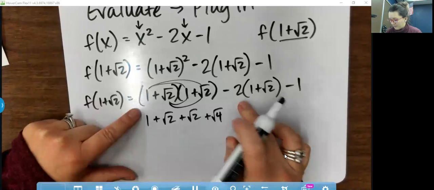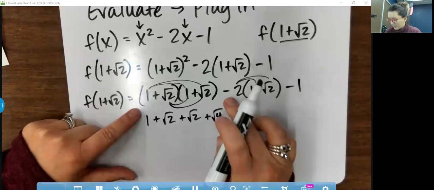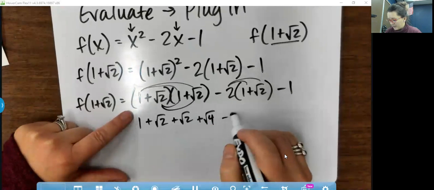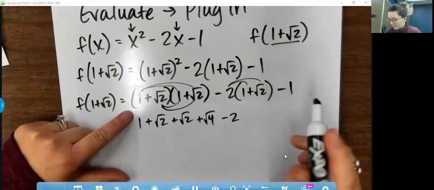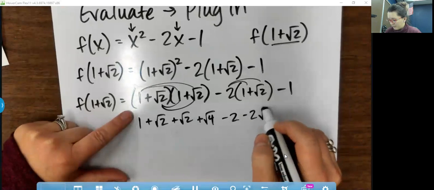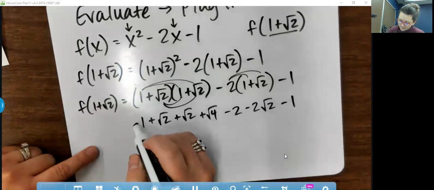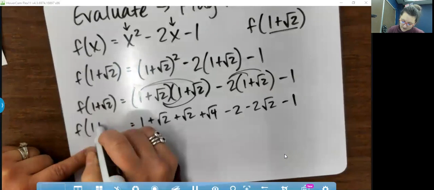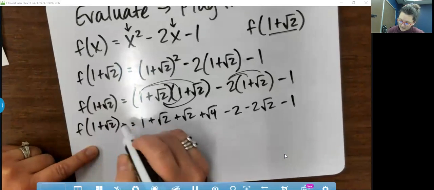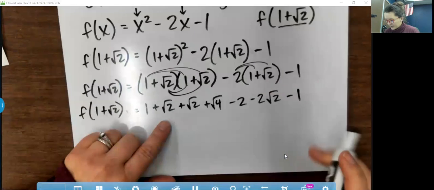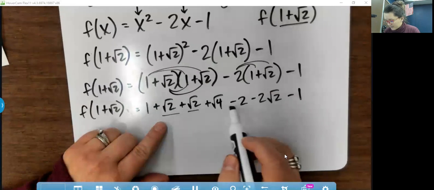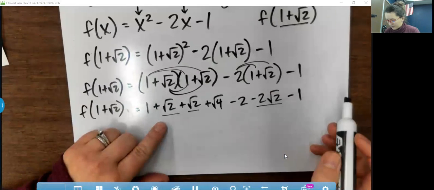I'm going to keep going. I'm going to multiply here too. Don't forget your negative. Negative 2 times 1 is negative 2. Negative 2 times square root 2 is negative 2 root 2 minus 1. All right. Now I have it all written out. I think that I can probably combine some like radicals here. And I can. That's a square root 2. That's a square root 2.